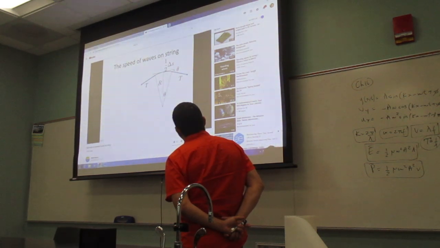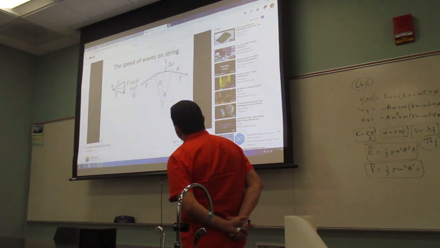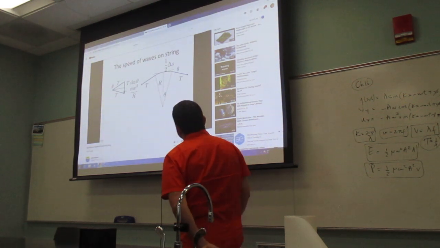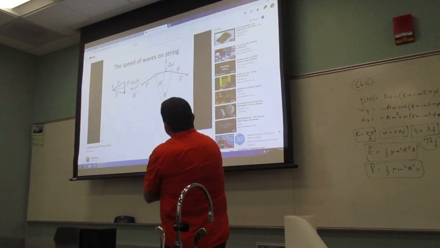Okay, so that's just the same picture again. Now what we do is we move this tension here, this tension here, so that we're adding them head to tail. When we do that, we know that our resultant force is the mass times the centripetal acceleration.